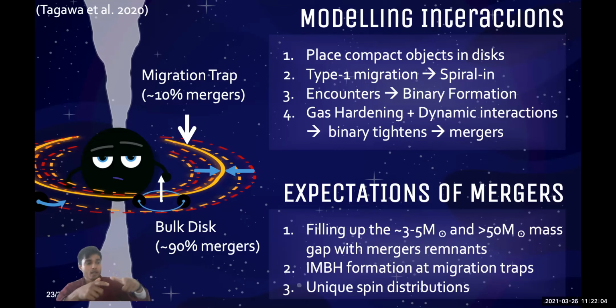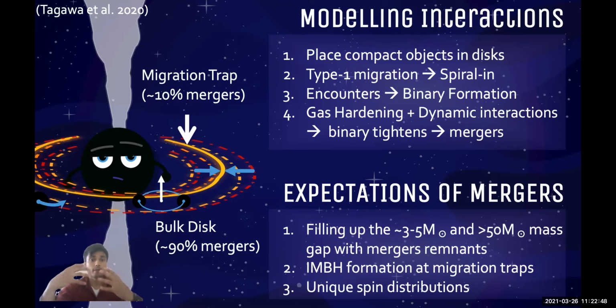So once you have the binary, you can start making the binary shrink in size and become smaller and smaller due to gas hardening. So gas in the disk can torque the orbits of the objects and drive them closer together. And there might be a point at which, if the binary is moving too fast, gas hardening might not be as effective as dynamic hardening, which is when you have a binary system and another compact object whizzes by, the binary might get hardened and tighten up. And so these factors can help bring in the binaries close together and merge within the lifetime of the AGN.